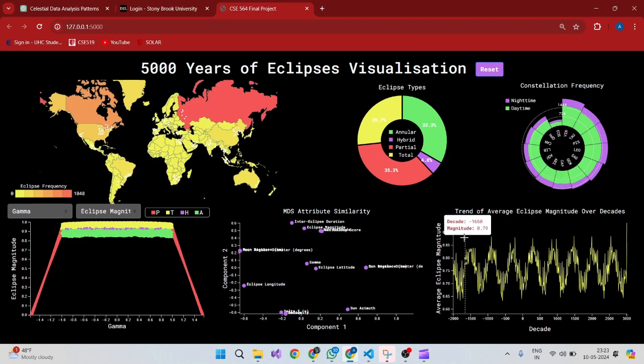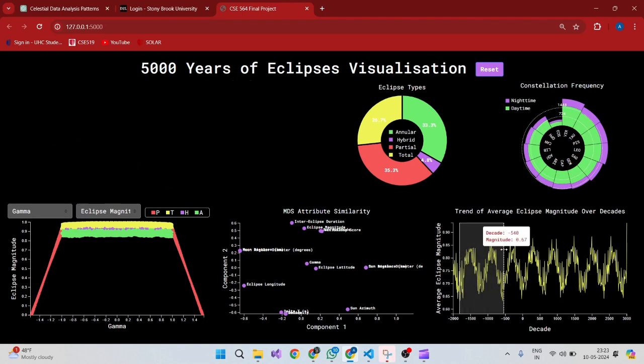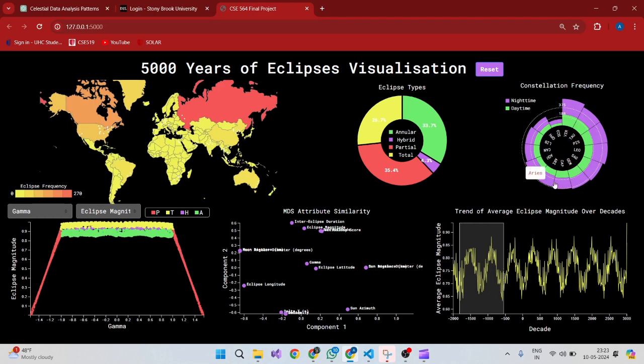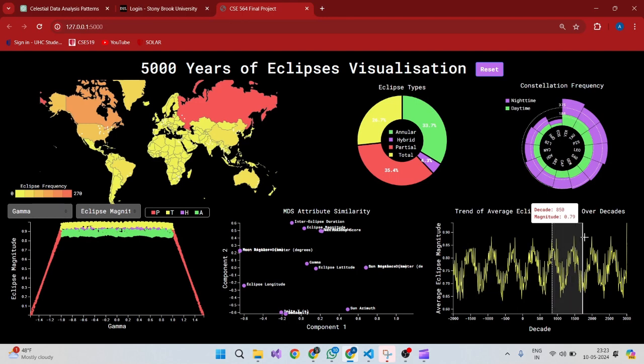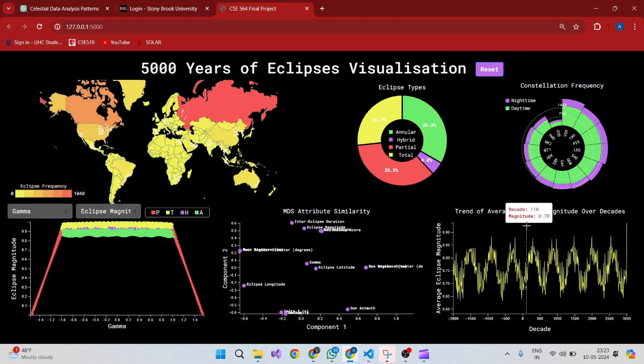So now if I brush over the past years, for example, sometime during BC, I can see that nighttime eclipses were more popular, and now in the present time and in the futuristic decades, I can see that daytime eclipses are more common. This is also due to the Earth and the Sun's movement and its patterns.